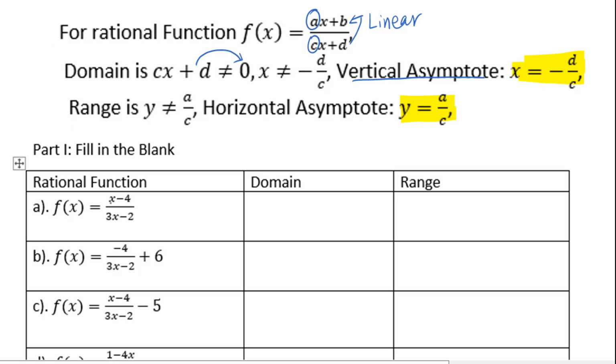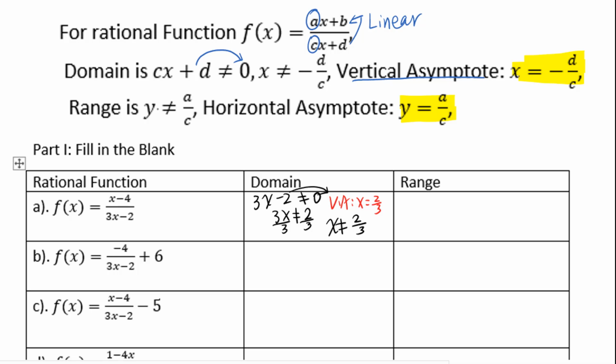For example, look at A. f of x equals x minus 4 over 3x minus 2. For the domain, we will set up the denominator 3x minus 2 not equal to 0. Cross the river, change of sign. 3x not equal to 2. Then divided by 3, you will get x not equal to 2 over 3. Then the vertical asymptote line will be x equals 2 over 3.